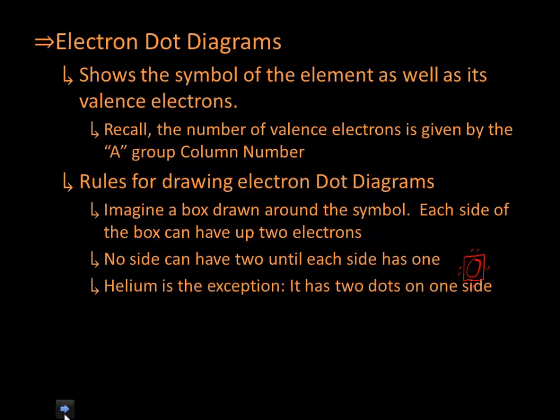Now, as always, there's got to be an exception to the rule, right? And that's helium. And remember, helium is the second element up in the top row, and it actually does fill its outer energy level. So to make sure that we know helium has a full energy level and it's a noble gas and it's not going to change, we put its 2 electrons on one side. So helium's electron dot diagram looks like that. And that tells us it's got a full energy level.